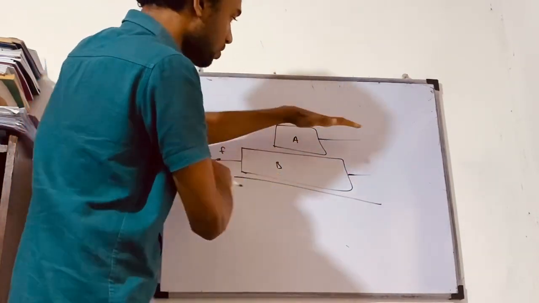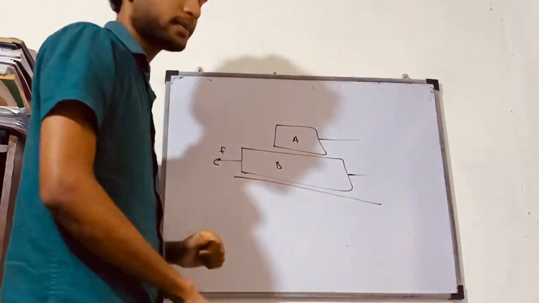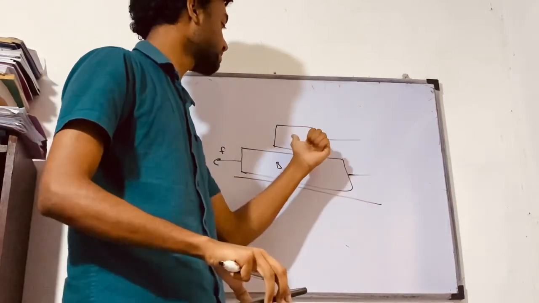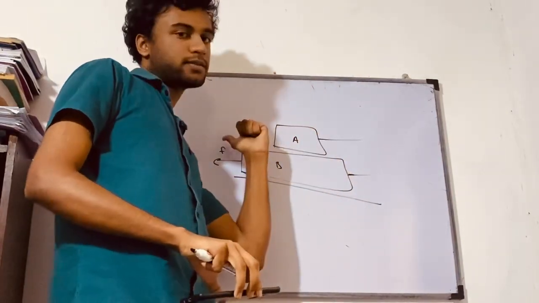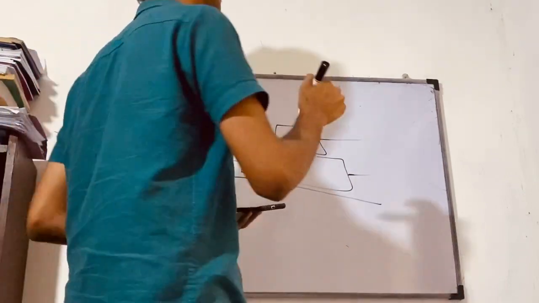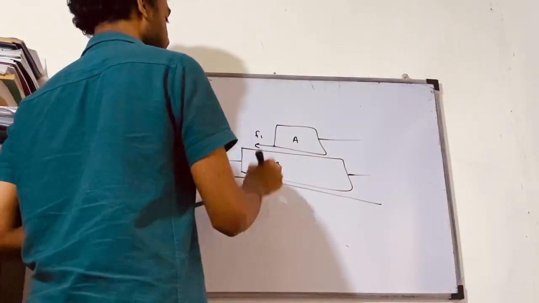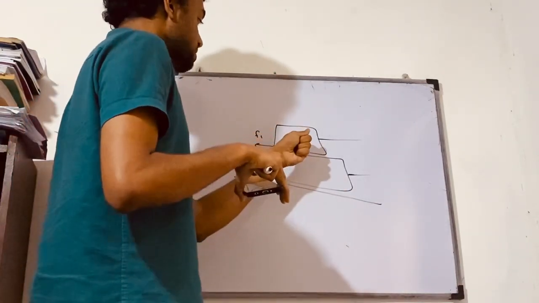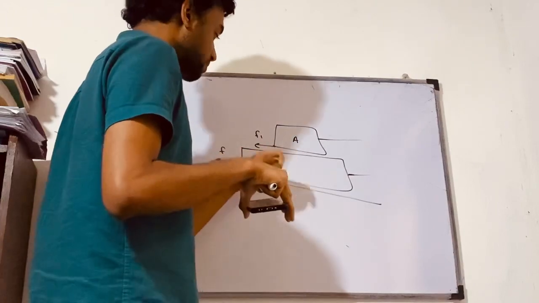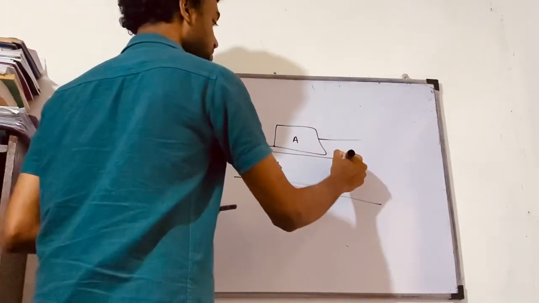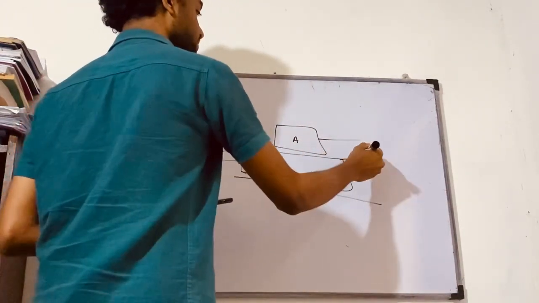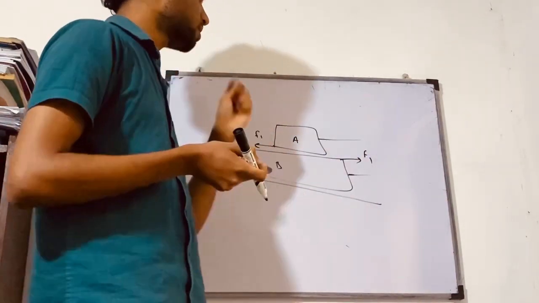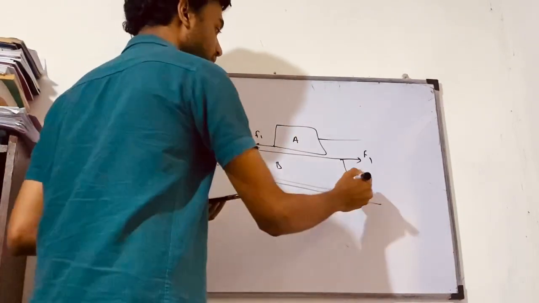Then block A tries to go here, block B tries to go here, right? When block A tries to go in this direction, it experiences a frictional force in this direction. So the frictional force I can mark as F1 here. Because object A is trying to go in this direction, object B experiences a frictional force in this direction. Newton's third law. F1.